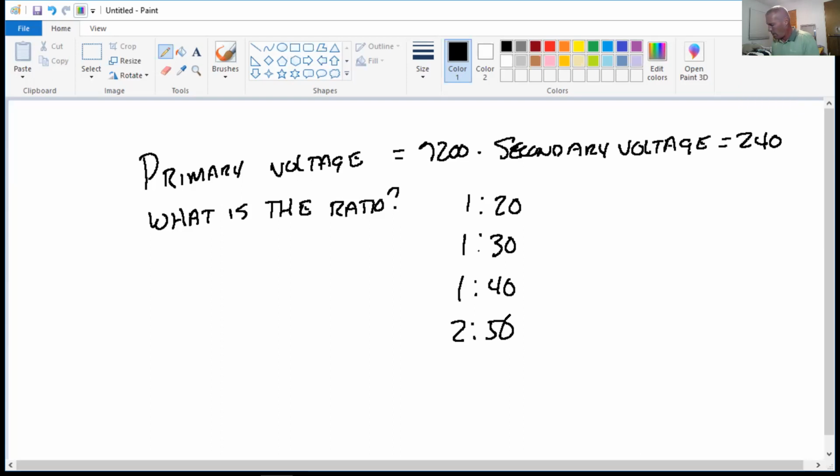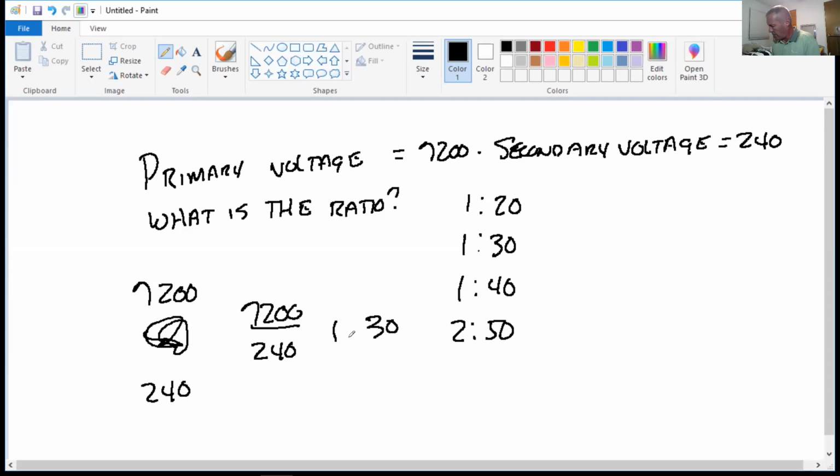One to 30, isn't it? 1 to 30, yeah. Grab your piece of paper out to the side. You really don't need to be a good transformer drawer. 7,200 on top, put 240 on the bottom. I'm not going to draw the transformer in. Divide 7,200 by 240. What does it give you in response? 30. Ratio, 1 to 30. Done. There's your two numbers that you need to use.